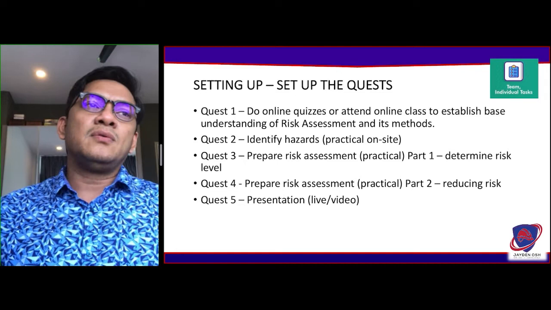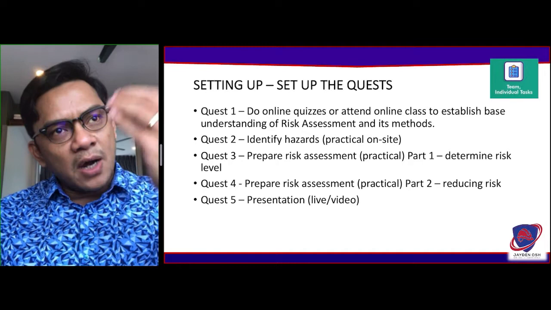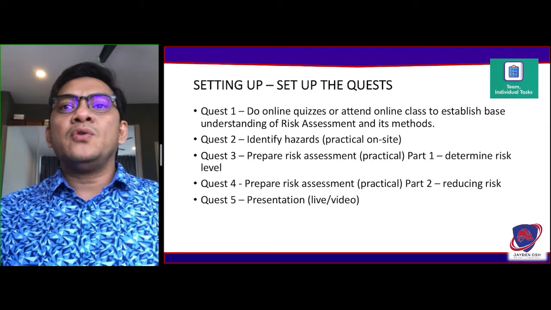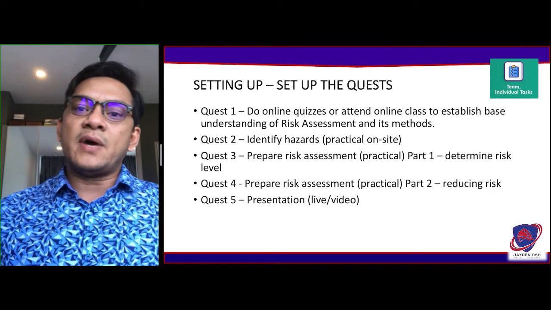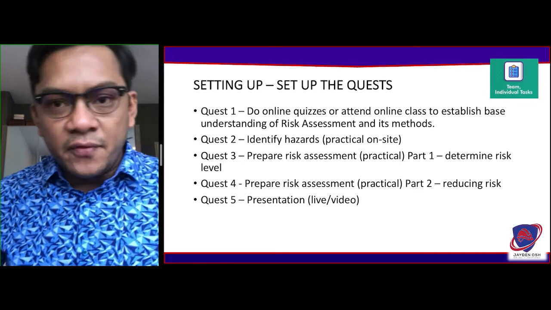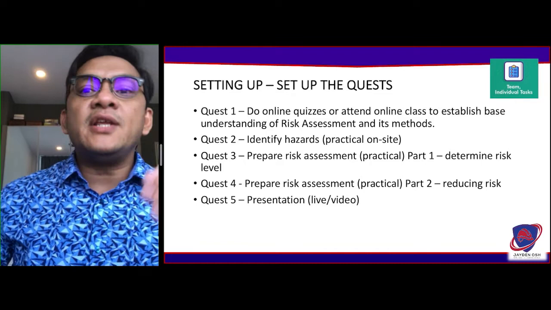So to me, the best way to learn about hazard is to do a practical. You need to go out there and look around you and try to identify whether there is a hazard or not. And it is best done as a practical. But of course, you need to tell them about the hazard first in quest one. Maybe the categories of hazards, and then some examples of hazards. And to test that, they need to do a practical. That's in quest two.